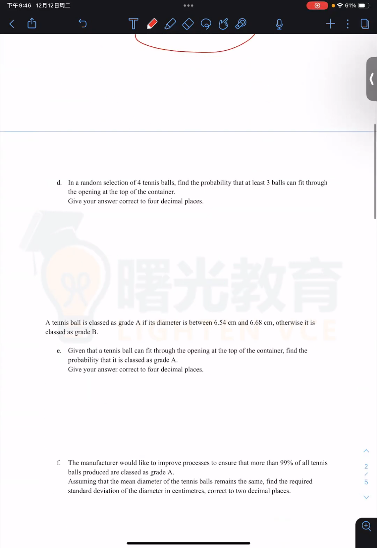Part D: in a random selection of 4 tennis balls, find the probability that at least 3 balls can fit through the opening at the top of the container. Give your answer correct to 4 decimal places. If you have a ball that is too large, meaning the diameter is larger than the opening, then the ball will not go through, it just gets stuck at the opening. So we have to check every ball: can it fit through or not?